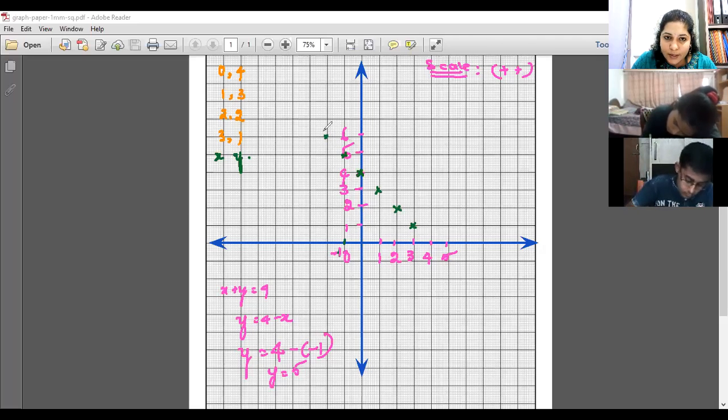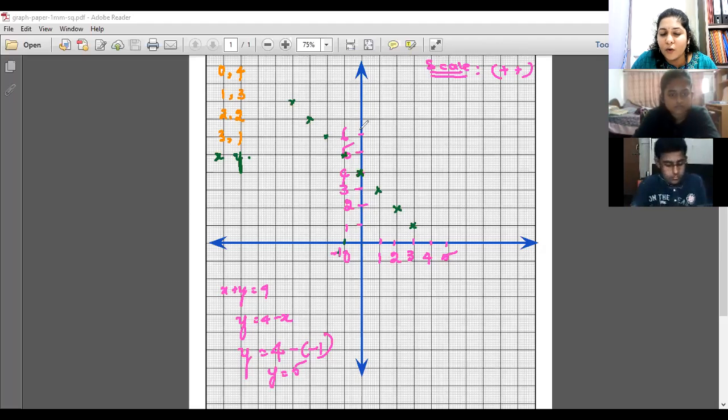So it will be this point, and then this point. You can just verify for your value of x being 7, you will be getting minus 3. Or for your value of x being minus 4, you will get plus 8. So once you get some set of points, what is the next very important thing?